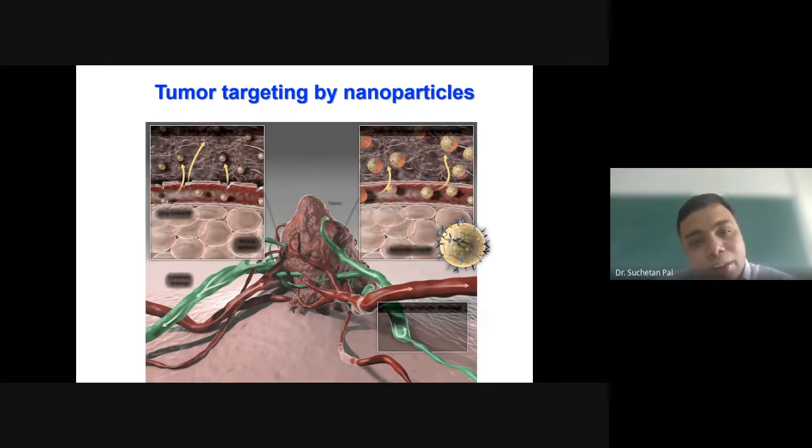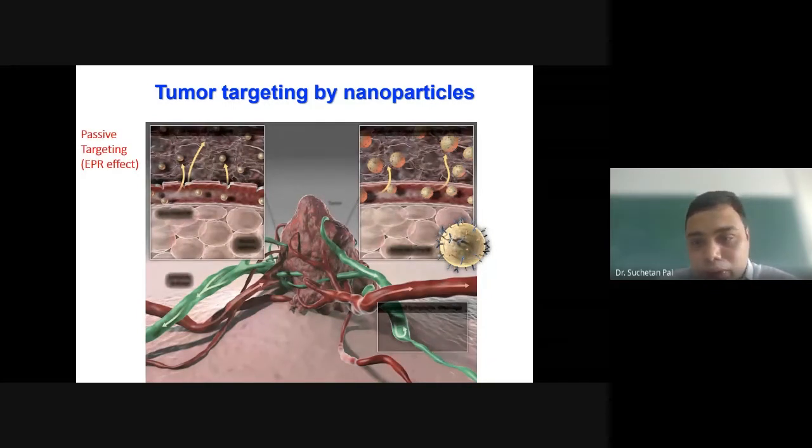But when you have cancer tissue, these blood vessels are very leaky, and you can think of these vessels as a leaky pipe. Okay, so these nanoparticles can go inside the tumor tissue. This is called passive targeting, or the EPR effect.